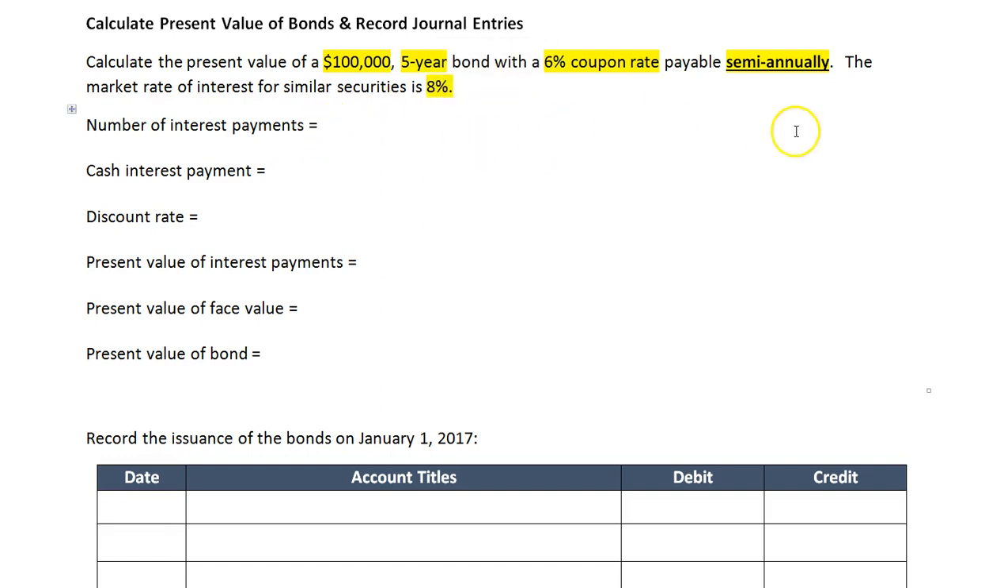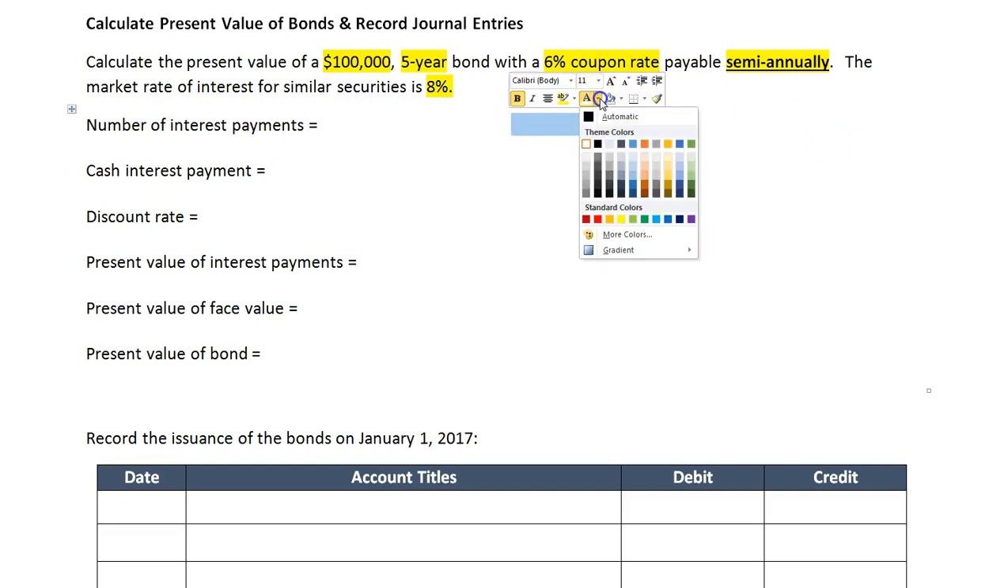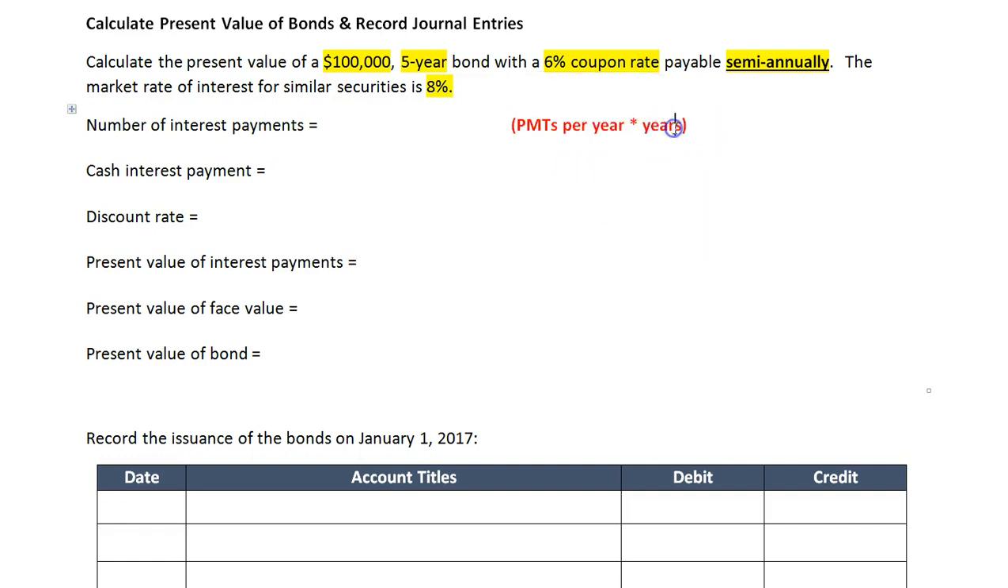All right, the first step here is calculate the number of payments. I'm going to give you a generic formula up here. The number of payments is going to be equal to the number of years times the payments per year. In this case, 5 times 2 equals 10.